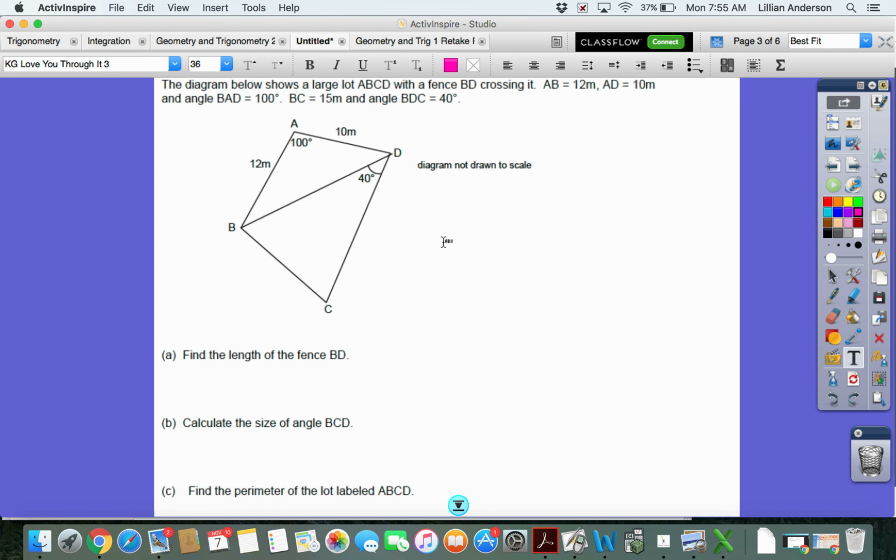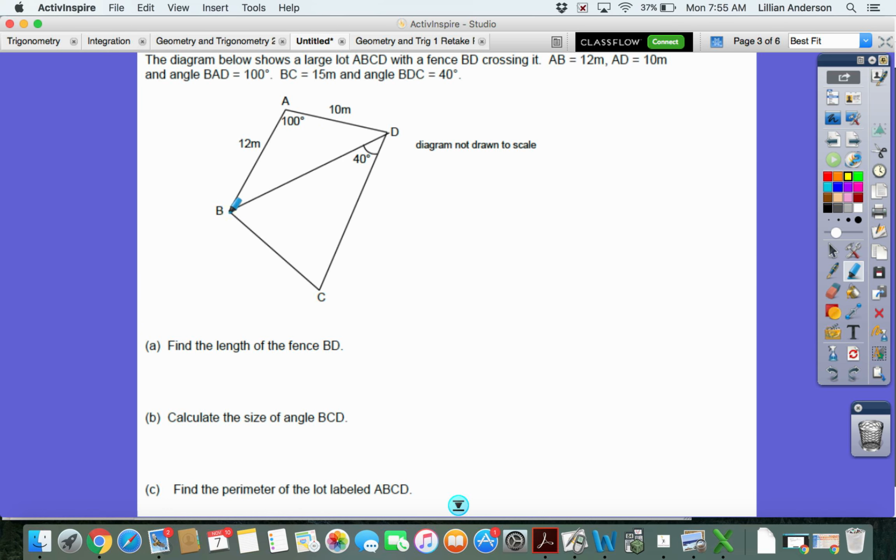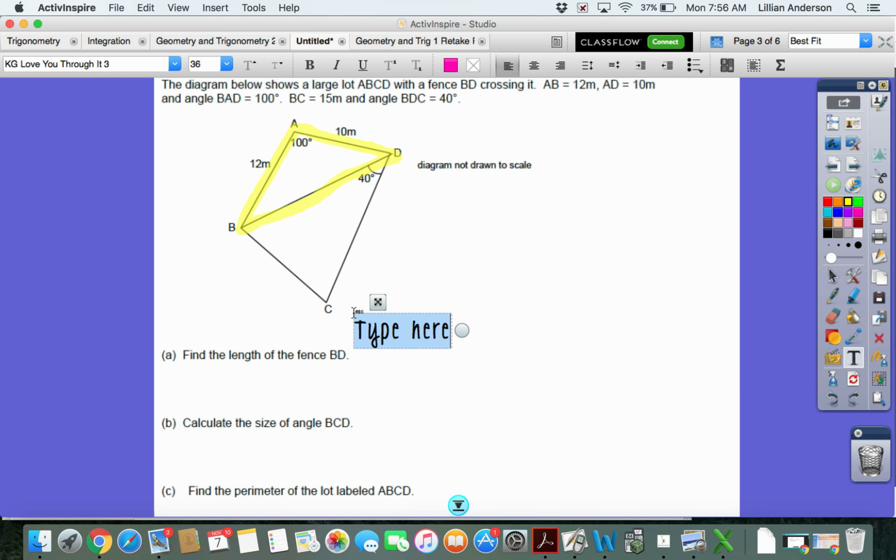Now we have to find the length of BD. BD is located right here within this triangle, and hopefully you can recognize that this triangle is an example of side, angle, side. So to find the length of BD, you're going to use the cosine rule. The cosine rule says BD squared equals basically 10 squared plus 12 squared minus 2 times 10 times 12 cosine of that angle, which is 100.